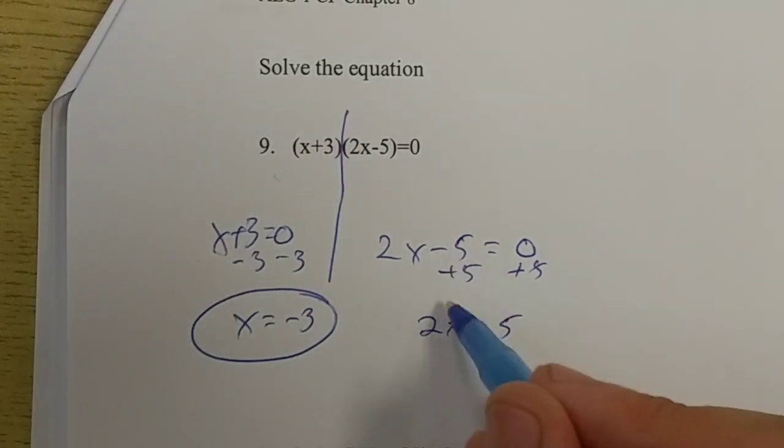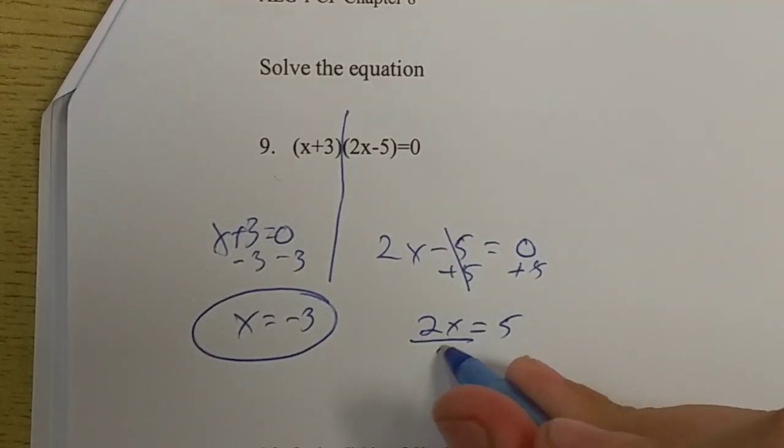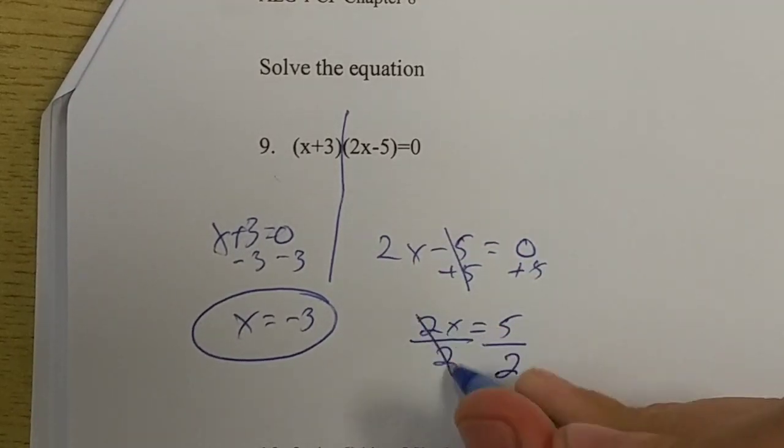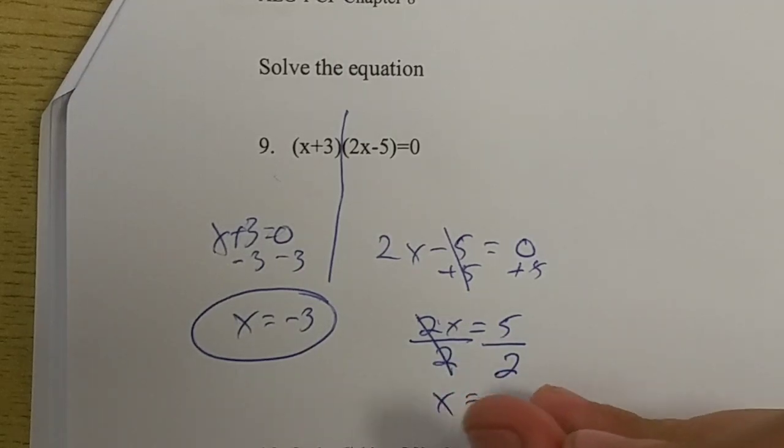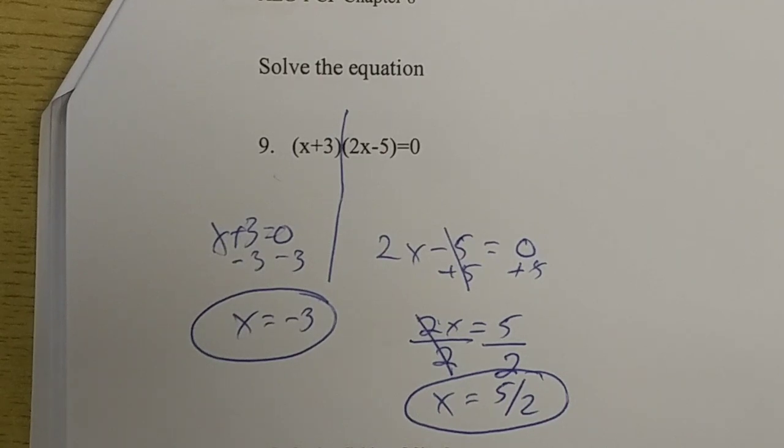The reason I plus 5 is because I want to get rid of the negative 5. And I'm going to divide by 2. The reason I divide by 2 is to get rid of the 2 next to x. X equals 5 over 2. So your two answers are negative 3 and 5 over 2, or 2.5 if you want to use a calculator.